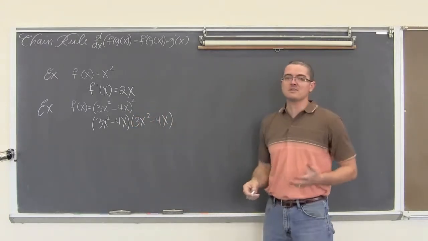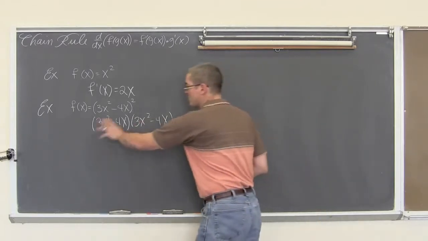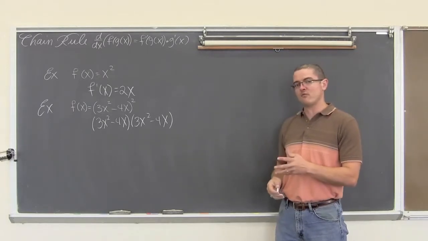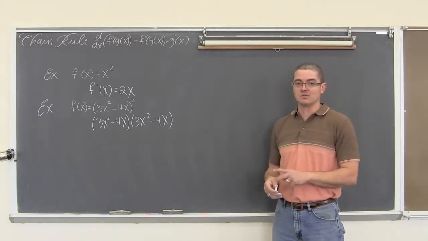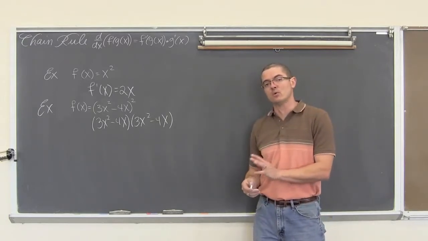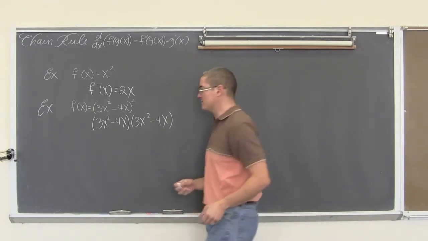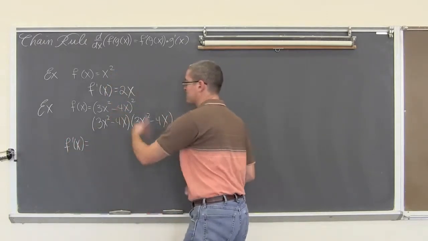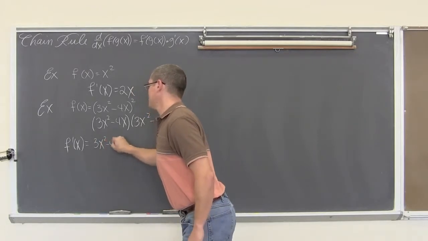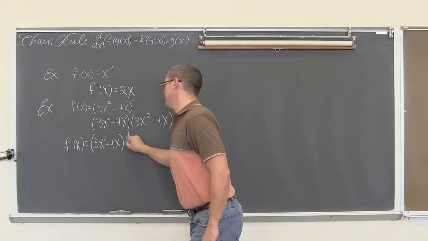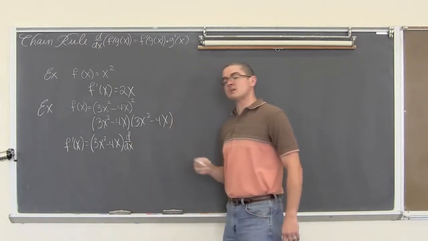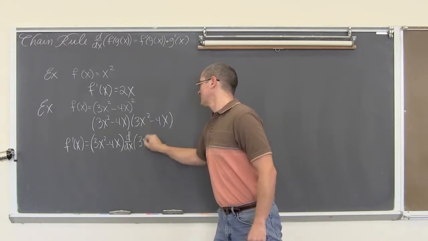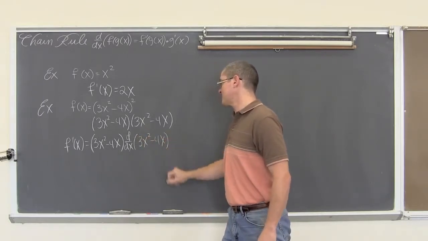Now, if I wasn't about to go over the chain rule with you, I would distribute this and make a polynomial and then find the derivative. But I want to match the format of the answer I'm going to get when I use the chain rule. So I'm going to leave this like this and use the product rule. That is going to be f prime of x equals 3x squared minus 4x times the derivative with respect to x of the second factor. So that's going to be 3x squared minus 4x. I'm just showing all the steps here.